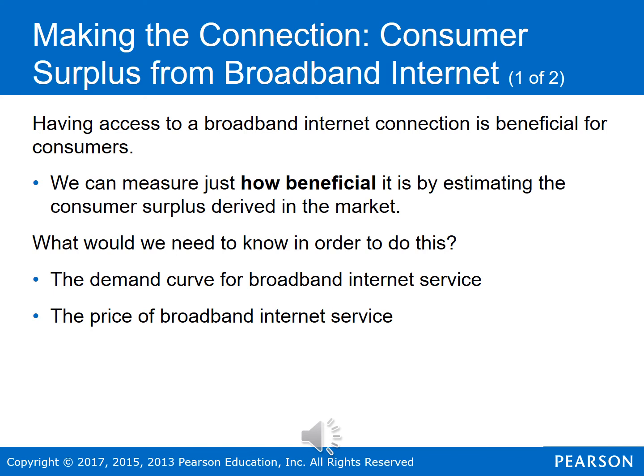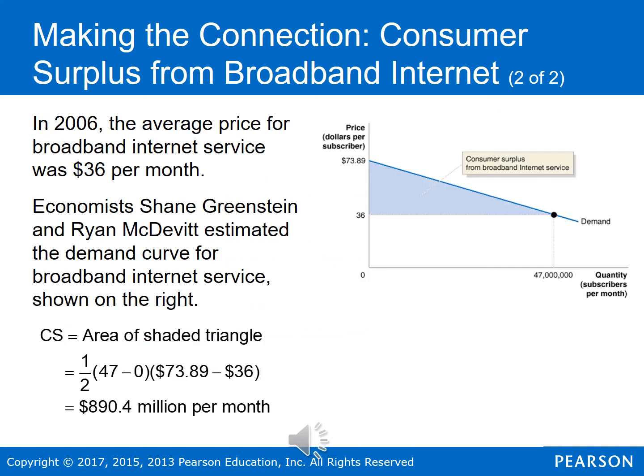So in order to do this, we need to know the demand curve for broadband internet service and the price of broadband internet service. Now the price of internet service is very easy to find. That's widely posted from different places that you purchase internet access from. But the demand curve is very difficult, so economists would need to estimate that. So back in 2006, the average price for broadband internet service was about $36 per month. So two economists got together to research this idea, and they estimated the demand curve for broadband internet service, and that's shown in the figure on the right.